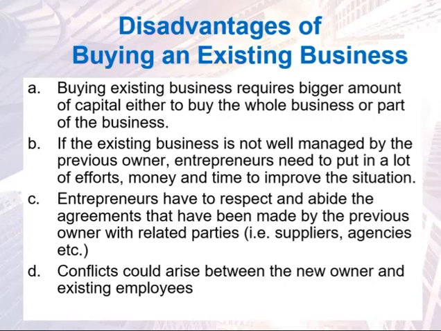There may be problems with the business that are not advertised by the seller. A loss of a critical customer, for example, a new competitor in that area, or cash flow problems, vendor challenges are a few examples of the problems that may not be revealed to the buyer. Entrepreneurs have to respect and abide by the agreements that have been made by the previous owner with related parties, for example, the suppliers, agency, and others. And conflicts could arise between the new owner and existing employees. So it may be difficult to change the company culture around the principles, goals, and policy of a new owner.